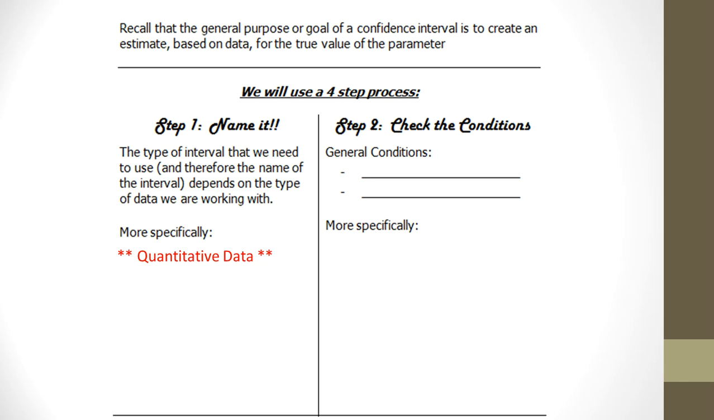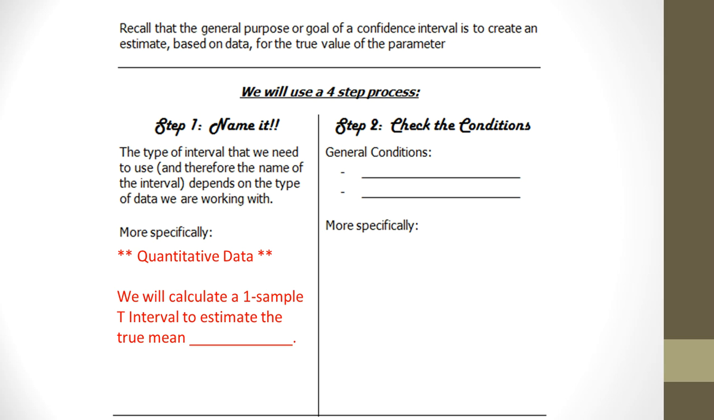The first step is to name the interval. And because we are going to be working with quantitative data, this does require a slightly different interval, which has its own name. And so our step number one will slightly change because now we will be calculating a one sample t-interval to estimate the true mean of whatever our situation is. Again, that comes from the context of the problem.